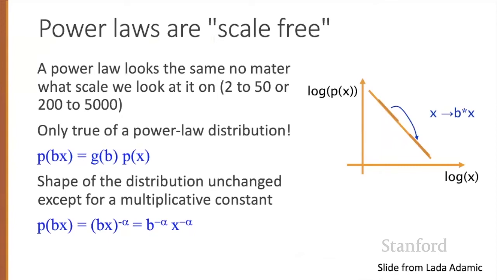A power law distribution is also sometimes called a scale-free distribution. Why is that? Because a power law distribution is the only distribution that is the same whatever scale we look at it on. By this we mean the following. Suppose we have some probability distribution P of x for a quantity x, and suppose it satisfies the property that P of b times x equals g of b times P of x. That is, if we increase the scale or units by which we measure x by a factor of b, the shape of the distribution P of x is unchanged, except for an overall multiplicative constant.